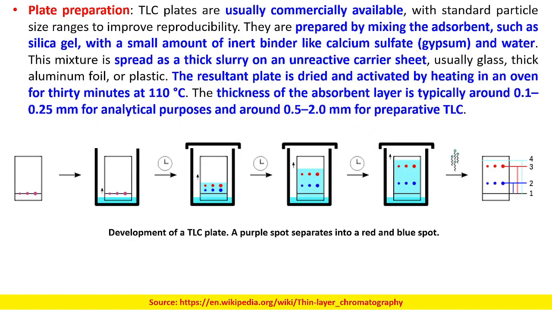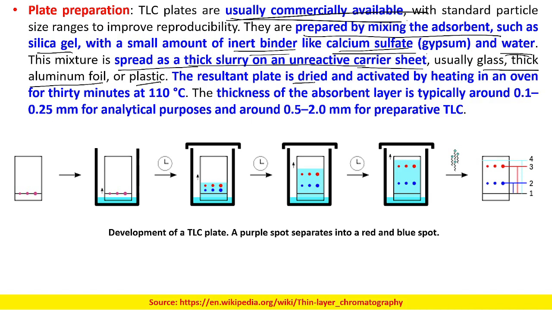Now, preparation of the TLC plates, usually they are commercially available. Okay, so these are usually prepared by mixing adsorbents such as silica gel with a small amount of inert binder like calcium sulfate, which will act as the binder, and water. This mixture is spread as a thick slurry on an unreactive carrier sheet, usually glass, thick aluminum foil or plastic. The resultant plate is then dried and activated by heating in an oven for 30 minutes at 110 degrees centigrade.